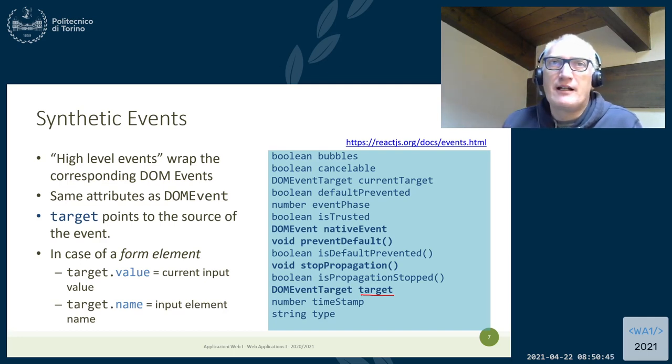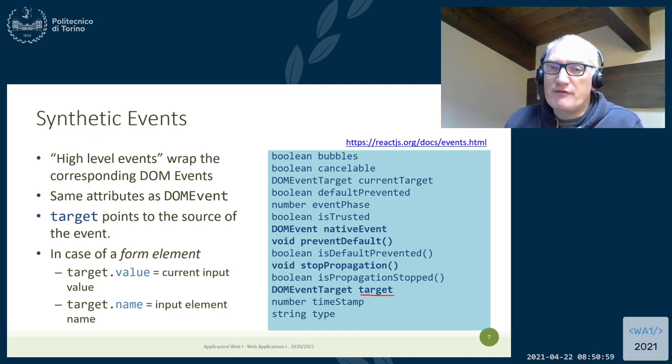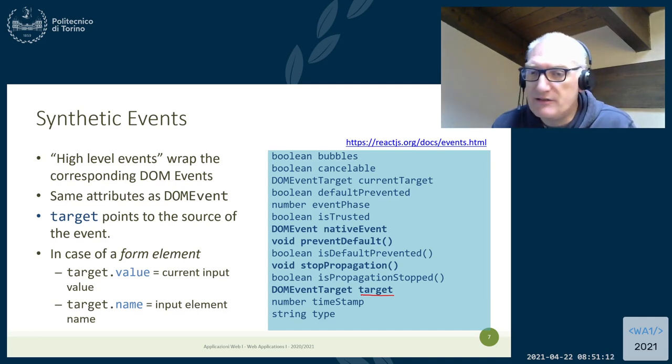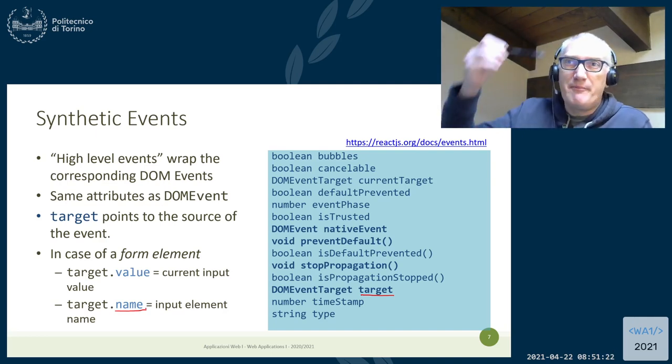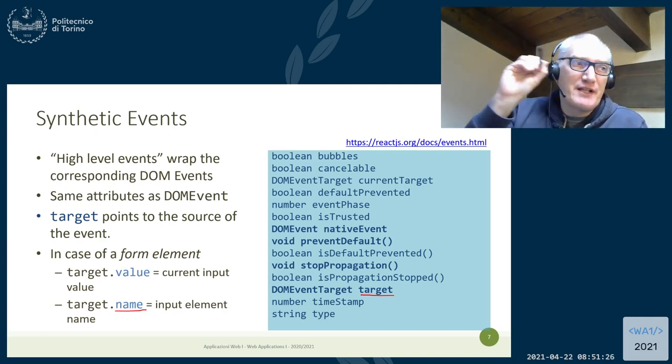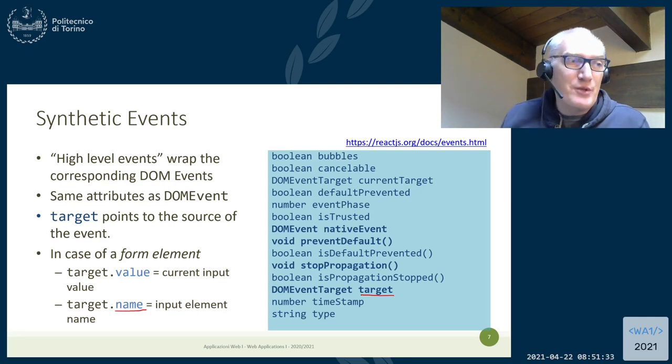So if we are typing something into an input element, the target will point to the input element itself. The source of the event is in React, so it's still the React component that generates it. So we can access the properties of that element at the virtual DOM level, not in the real DOM. If we have a name attribute on the input element, we can also access that. If we have many different text inputs, we should give a different name to each of them, and we can recognize which one fired the event.